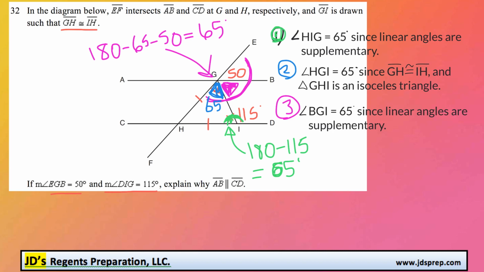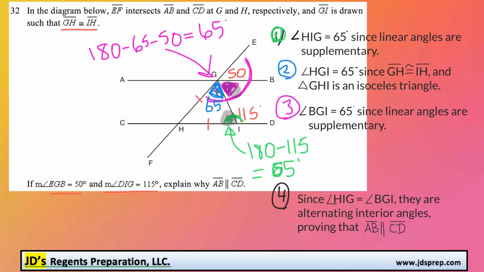Okay, so now we've accomplished that original goal I wanted to do. I wanted to show that this angle here and this angle here were the same, and they're both 65 degrees. So for the final statement, I said that since angle HIG is equal to angle BGI, and that they're alternating interior angles, this proves that AB and CD are parallel.